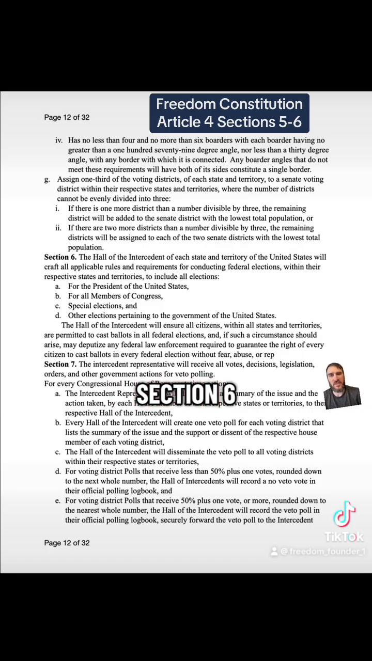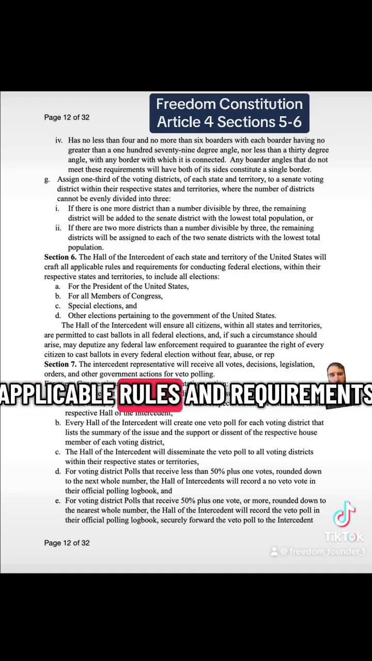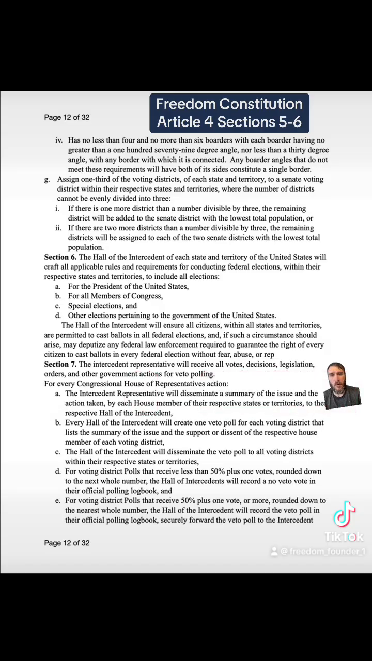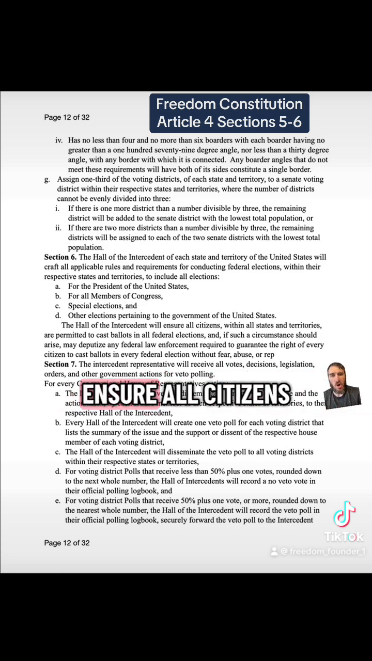Section 6. The Hall of the Intercedent of each state and territory of the United States will craft all applicable rules and requirements for conducting federal elections within their respective states and territories, to include all elections for the President of the United States, for all members of Congress, special elections, and other elections pertaining to the government of the United States. The Hall of the Intercedent will ensure all citizens within all states and territories are permitted to cast ballots in all federal elections, and, if such a circumstance should arise, may deputize any federal law enforcement required to guarantee the right of every citizen to cast ballots in every federal election without fear, abuse, or reprisal.